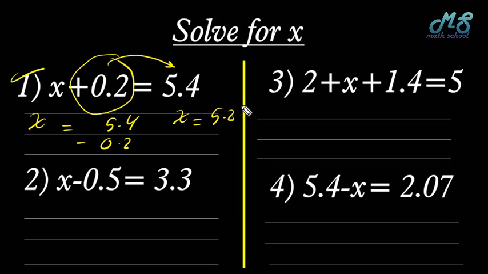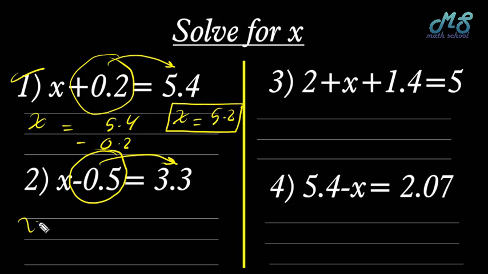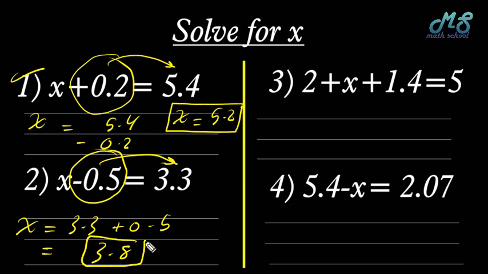Equals 5.2, and you can check your answer. Just substitute x for 5.2. Now we will get the left hand side equals the right hand side. Next, x minus 0.5 equals 3.3. To find the value of x, just circle minus 0.5 and move it to the other side to be added. Now we can deduce that x equals 3.3 plus 0.5. Mentally, we can deduce that the value of x, it will be 3.8 in the simplest form.